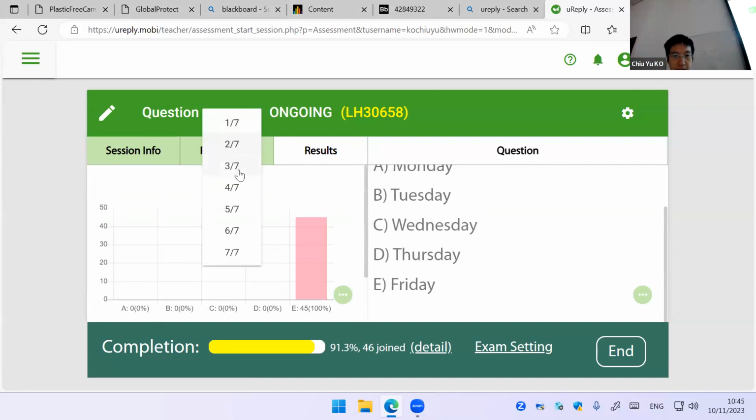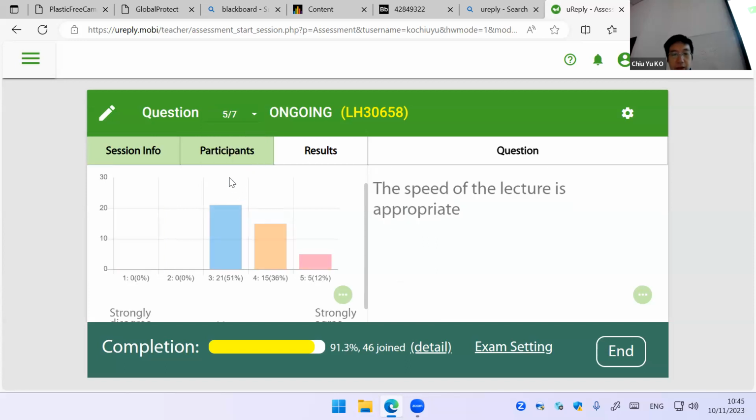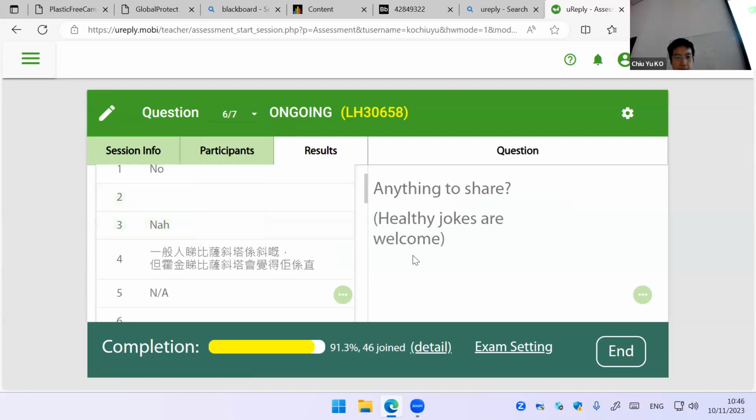Okay, everyone knows it's Friday. Today's a little bit cloudy. I agree. Most of you think the speed is okay, but maybe it can be slightly slower. Yeah, that's true, because it's a very Buddhist philosophy question: there is no objective fact. What you see depends on how you see it. It's a very interesting joke.